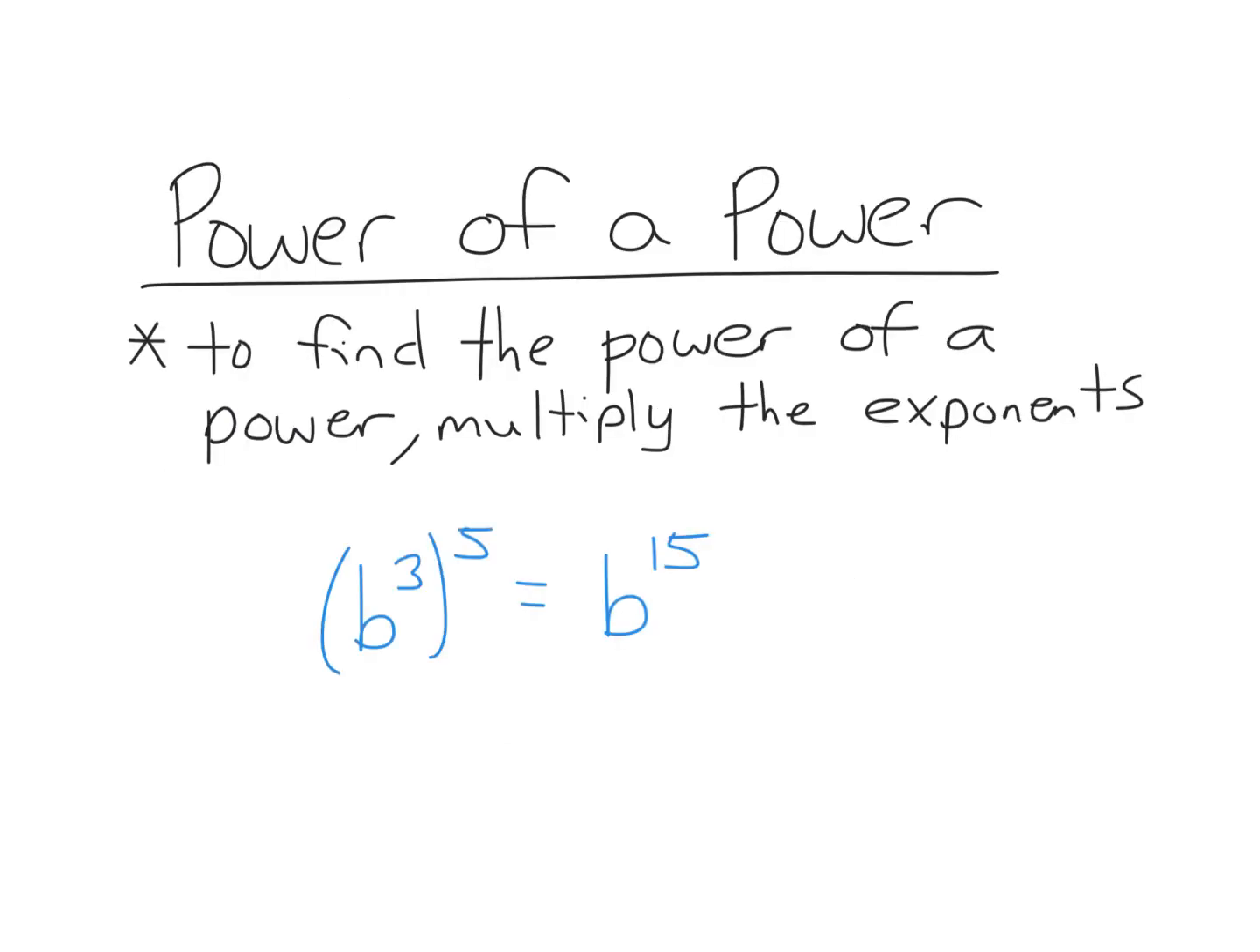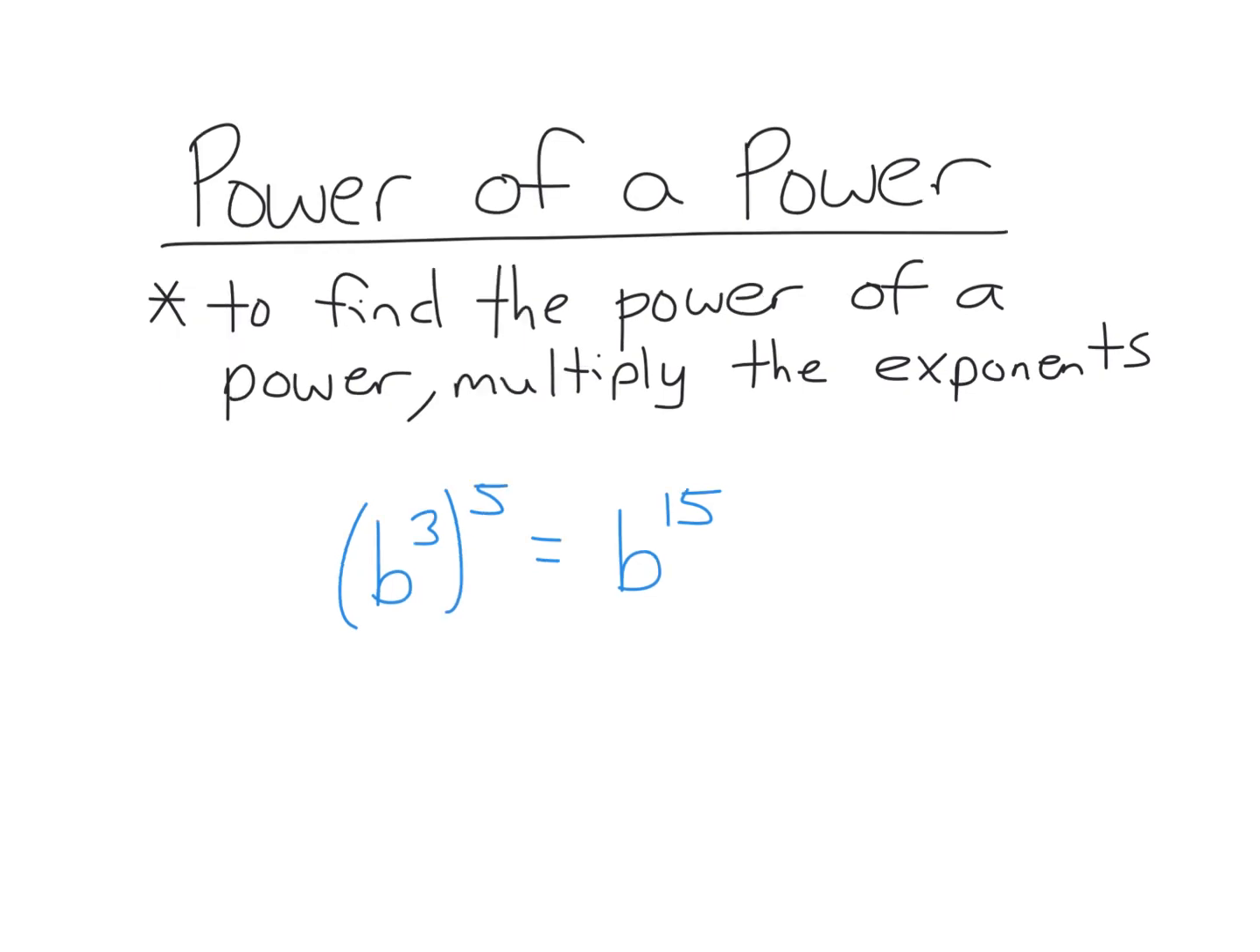Moving on to our second property today, power of a power. Okay? What this means is to find the power of a power, you're just going to multiply the exponents. I'll let you write that down. So if we have a power to a power, we multiply the exponents. So we have b to the 3rd power, but that whole thing is raised again to the 5th power. So we have 2 powers that we're working with. When they're right next to each other like that, you're just going to multiply your exponents to get your new exponent. So you're going to keep your base, b, and then multiply your exponents together.